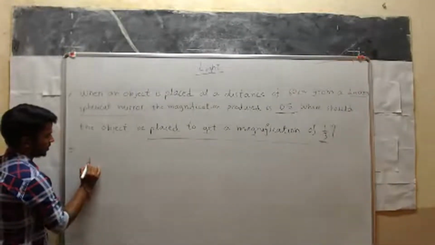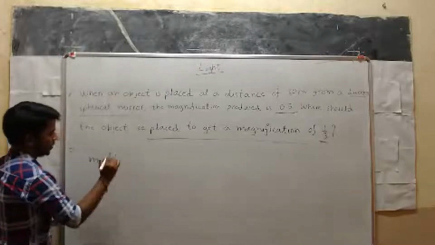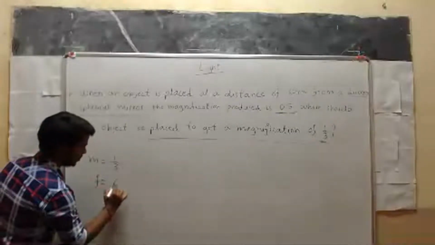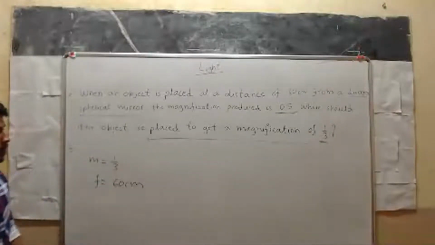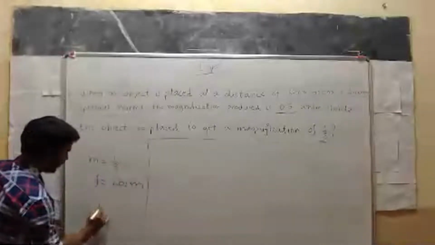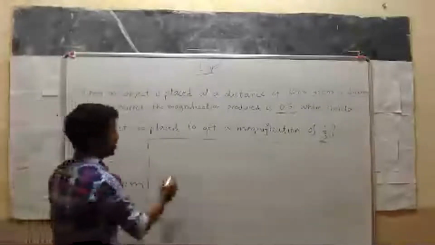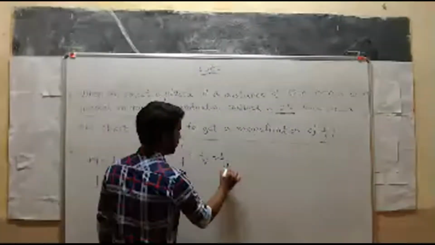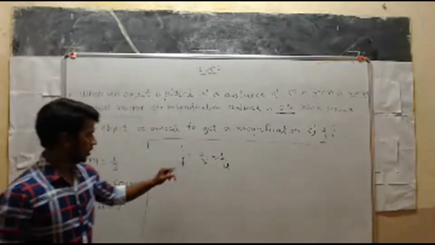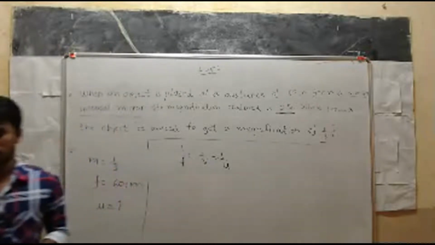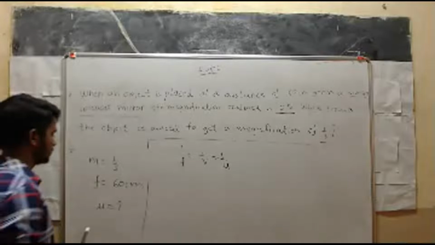So now magnification equal to 1 by 3. Then focal length equal to 60 centimeter. Next, how to find out? Here we need u, right? We know the formula 1 by f equal to 1 by v plus 1 by u. If you want to calculate u, you should know focal length and image distance. Here you know the focal length, but you don't know image distance, right? How to find out?